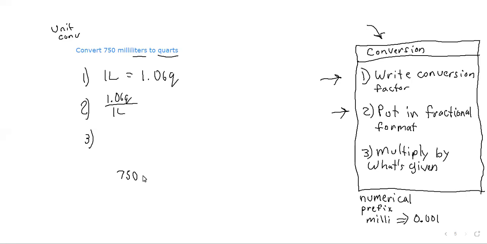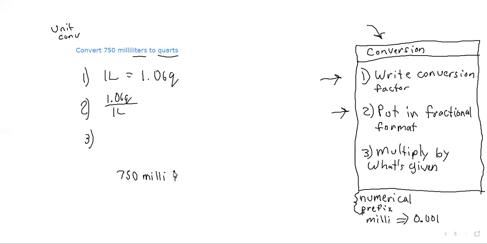So we have to do a little bit of simplifying here so that we can get to pure liters. Right now, they're giving us milliliters. So we have to change that somehow to liters. And the way we do that is recognizing that milli is what we call a numerical prefix. You see this over here down at the bottom right? It's a numerical prefix, right?